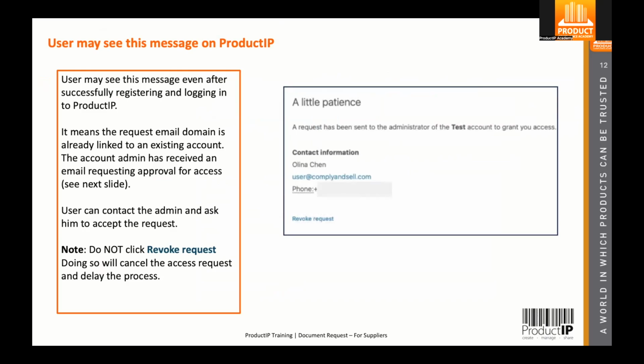The user may see this message even after successfully registering and logging into ProductIP. This means that the request email domain is already linked to an existing account. The account admin has received an email requesting approval for access. That will be shown on the next slide.